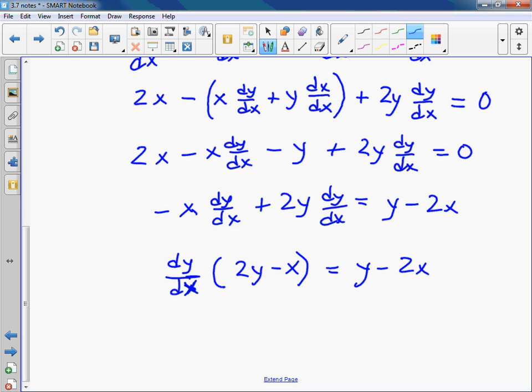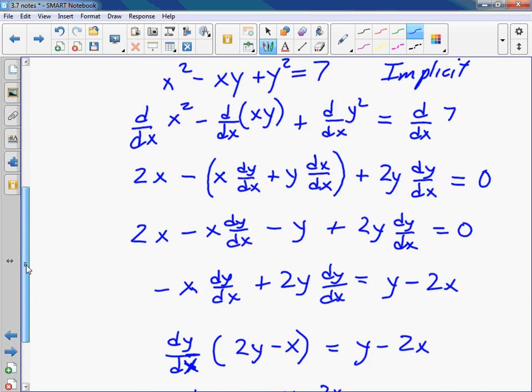And then we'll divide both sides by 2y minus x, leaving us with dy dx equals y minus 2x over 2y minus x. Very nice. Okay, so now we've found the slope of the line that is tangent to the ellipse. So let's find the equation for that line.